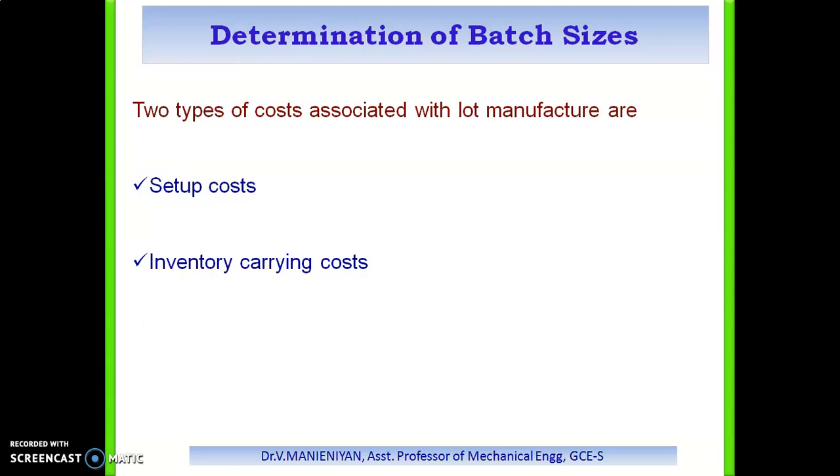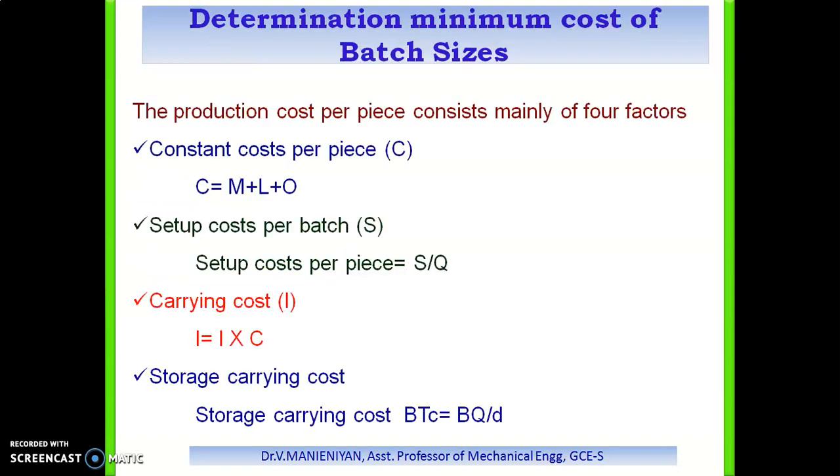Then what does inventory cost mean? These are the costs incurred on the finished product from the time of manufacture until it is finally sold. The inventory cost includes the cost of working capital tied up in the average inventory, the cost of handling and storing the products, insurance charges, taxes, and the cost of spoilage. These are all the inventory carrying cost.